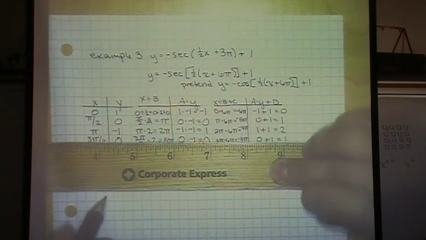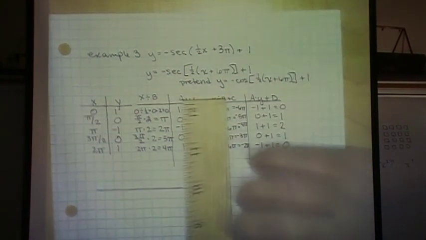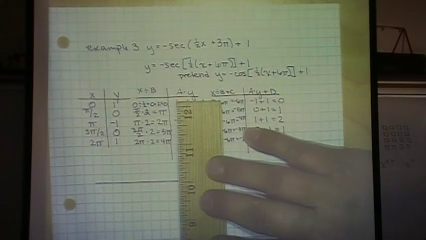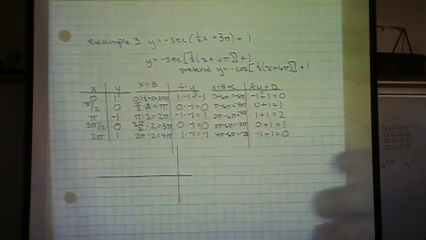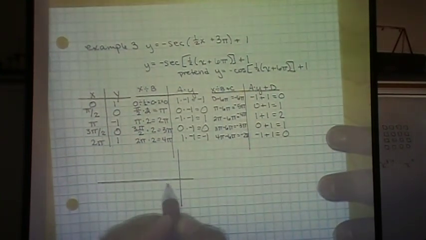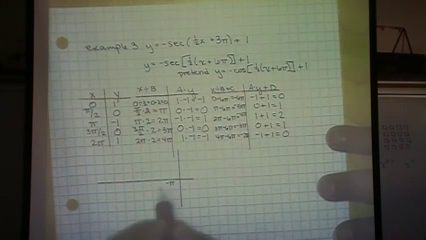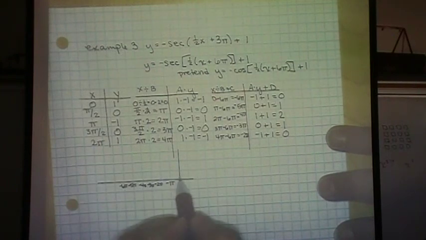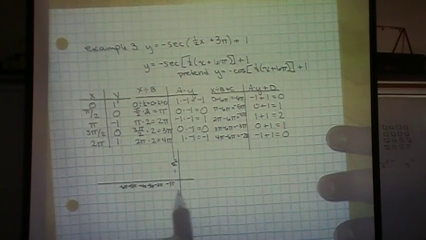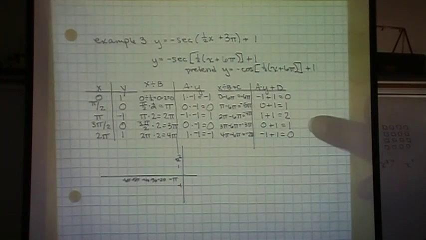I don't need any positive x's, so I could just move my x-axis way over to the right. And so I'm going to count by pi, so this is negative pi, negative 2 pi, negative 3 pi. And this is going to be 1, 2, and this will be negative 1. Okay, so let's plot our points as we normally would.